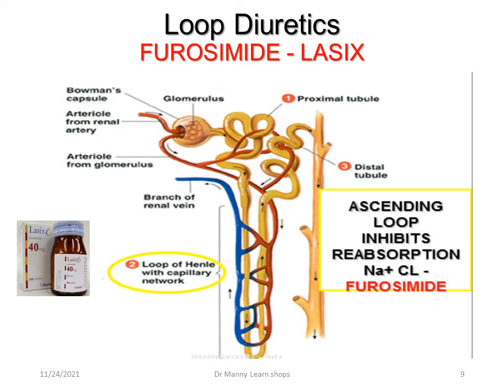Now, loop diuretics, the most common one that we know or should know as nurses is Lasix, trade name, furosemide, generic name. And furosemide works on the ascending loop and it inhibits reabsorption of sodium and chloride. It's a loop diuretic.